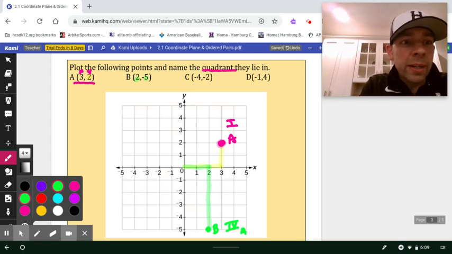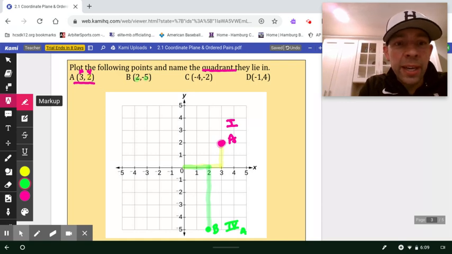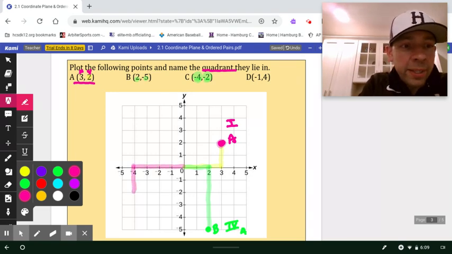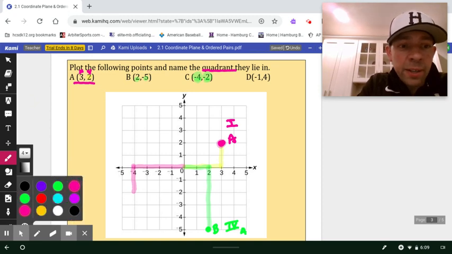Okay. All right. The next one, let's take a look at point C here. We've got a -4 and a -2. So I'm going to go left 4 and then down 2. All right. Let's go left 4, down 2. Boom. Right there it is. So we'll label this point right here. We're going to call that point C. And this is quadrant number 3. So it's 3 lines, 3 eyes like that.